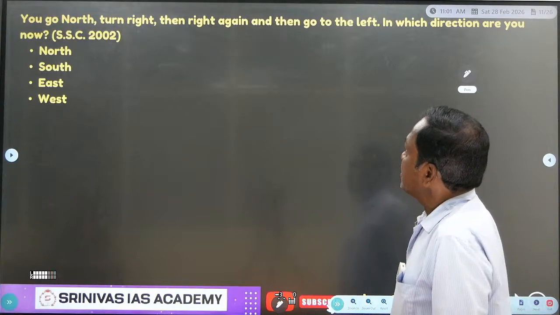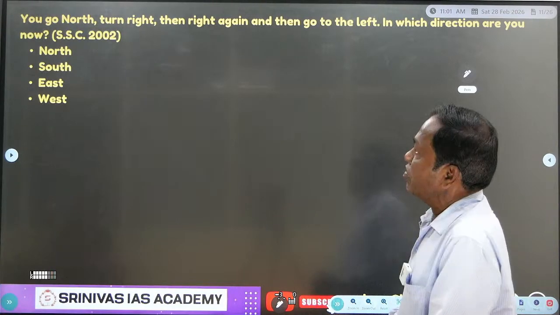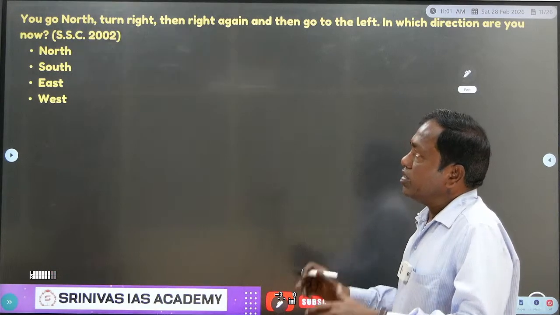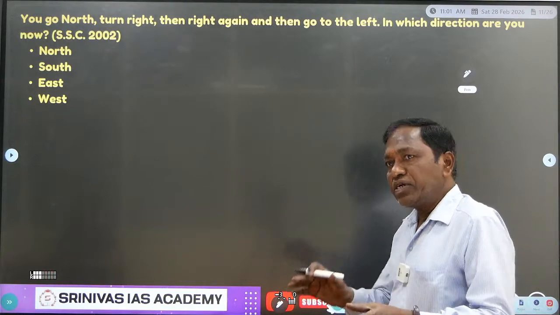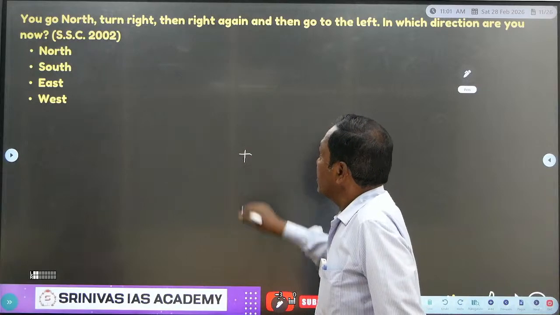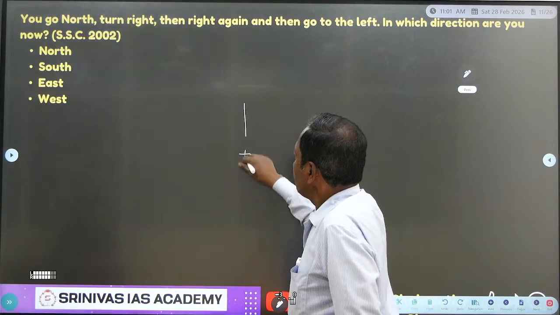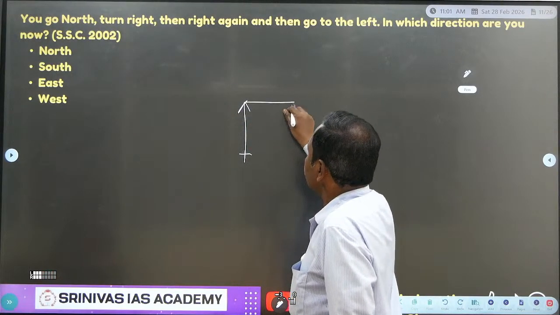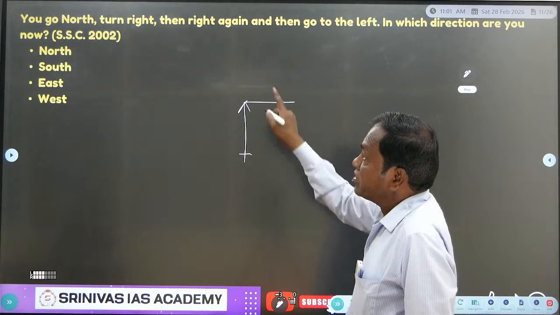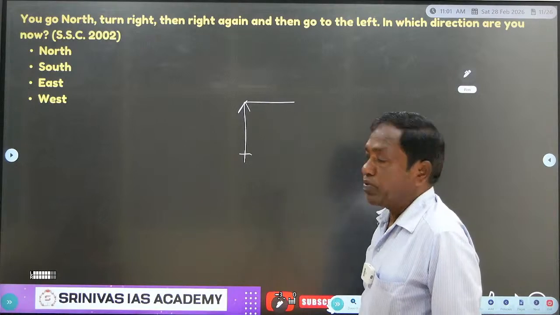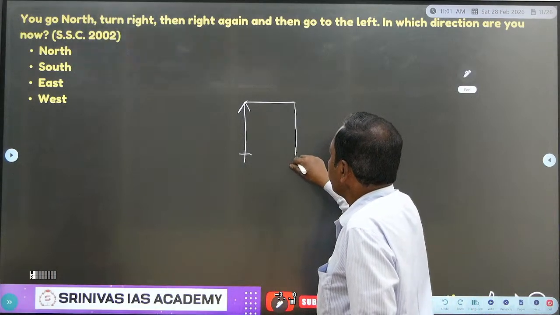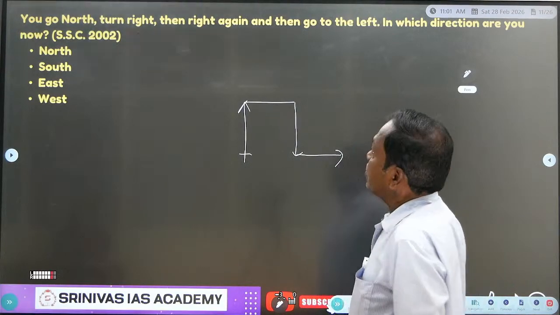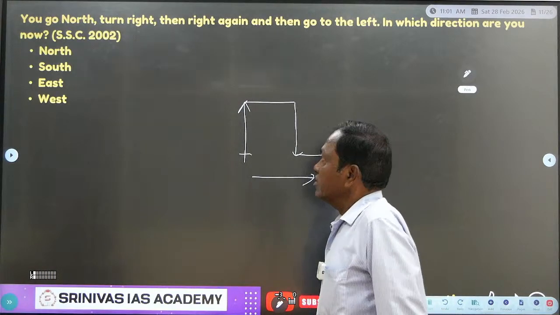Now you go north, turn right, then right again, and then go to the left. In which direction are you now? Because measurements are not given in the question, when you draw the arrow mark, you should draw the same size of arrow mark in all the directions. You go north, turn right, right again, turn right. Same size you have to draw, when no direction or measurements are provided. Right again, then go to the left. In which direction are you now? East.